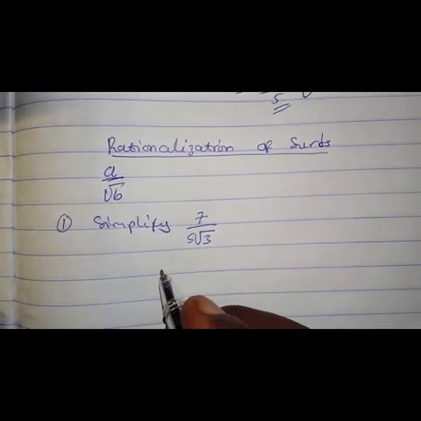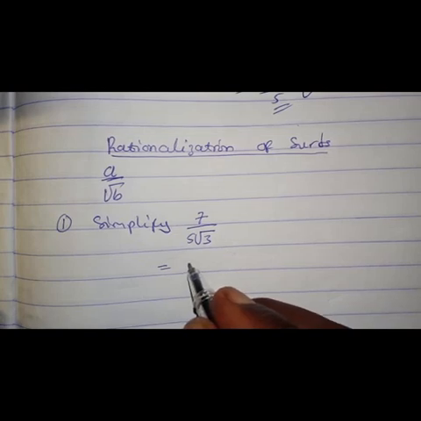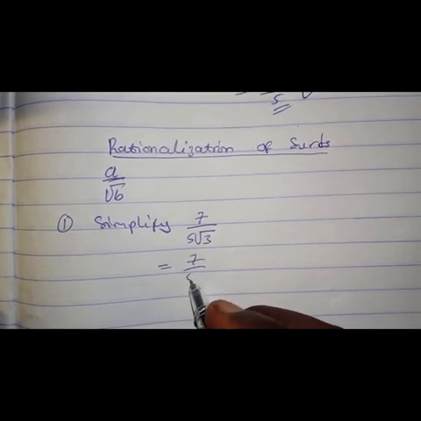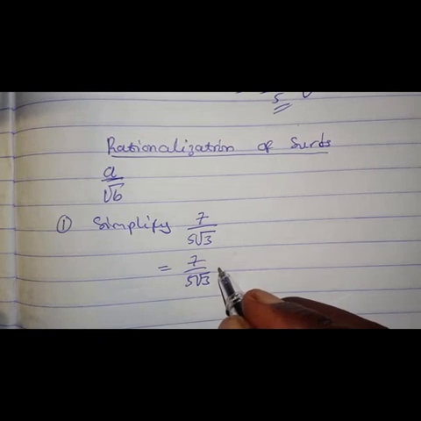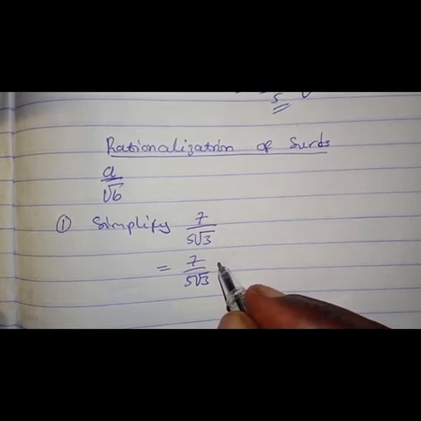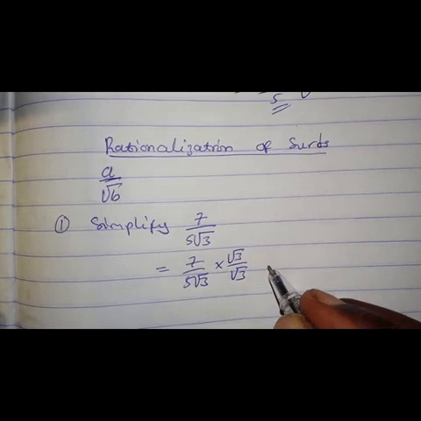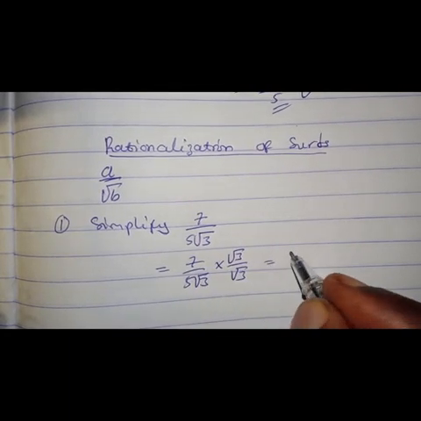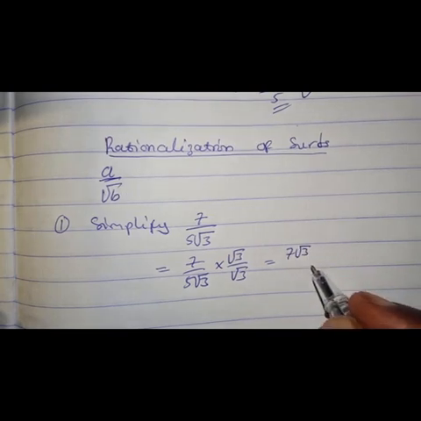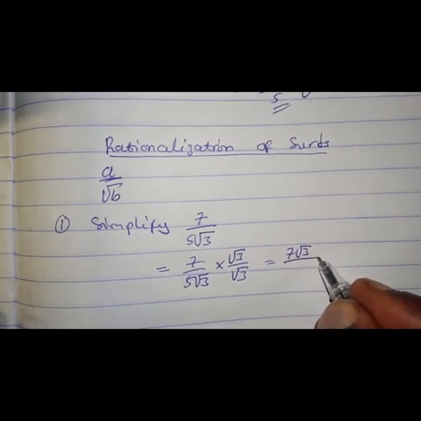So in order to rationalize 7 over 5 root 3, we multiply both the numerator and the denominator of this expression by root 3. So you have root 3 over root 3. And that will give us what? 7 times root 3 is 7 root 3, because they are not similar, so they will remain like that.